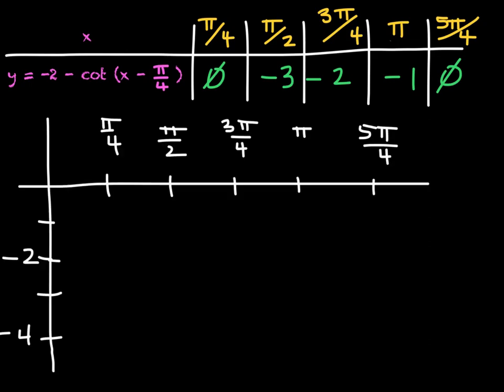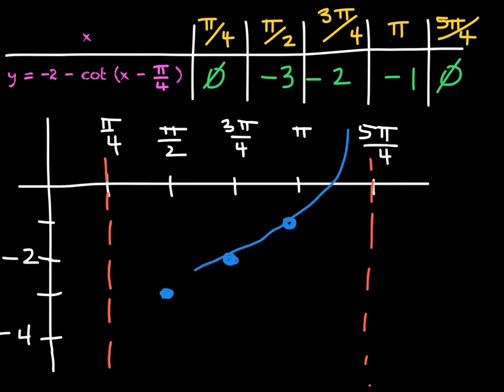All right, we're going to draw our vertical asymptotes at pi over 4 and at 5 pi over 4. And then we have some function values here. At pi over 2, we're at negative 3. At 3 pi over 4, we're at negative 2. And at pi, we're at negative 1. And then we can connect these points like this. And here is our graph showing one period. All right, cool deal. Great job, everybody.